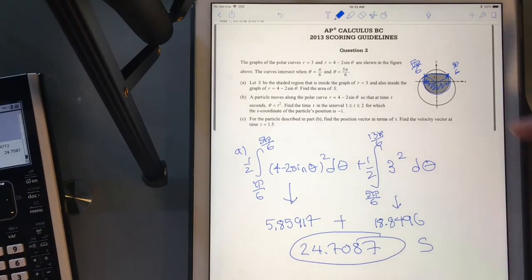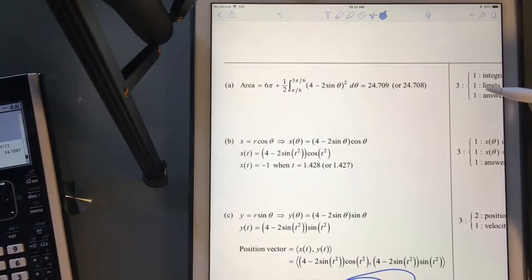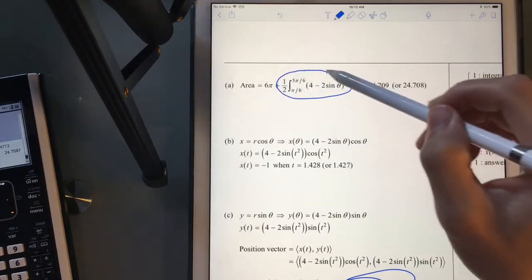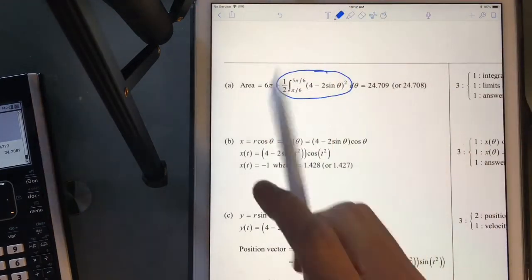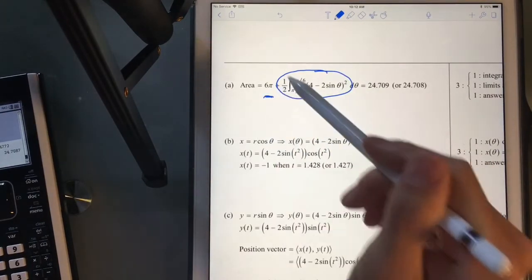Now, to check our scoring guideline, we'll come down here. As you can see here, they did area equals 6 pi plus 1/2 of our integral that we already used. Because from the graph, they saw that the area of the circle from 5 pi over 6 to 13 pi over 6 was 6 pi. I didn't see that at first, so I showed you how to use the integral.